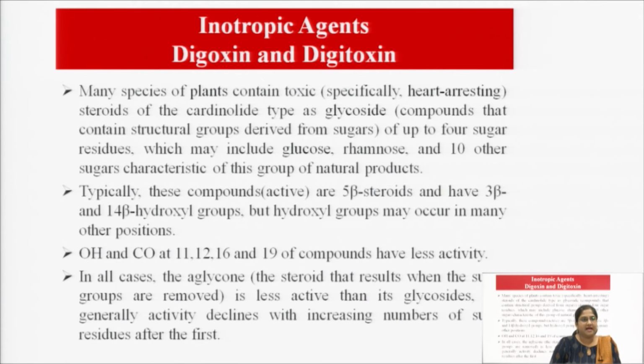Again, hydroxyl and ketone groups at 11, 12, 16 and 19 make compounds less active. That means if there is a hydroxyl group or ketone group at 11, 12, 16 and 19, the compounds have less activity.